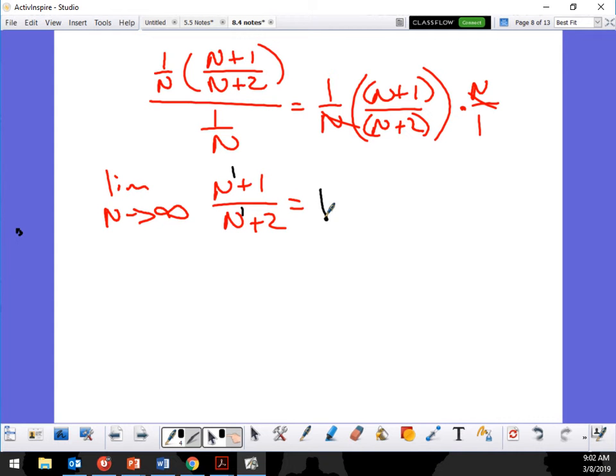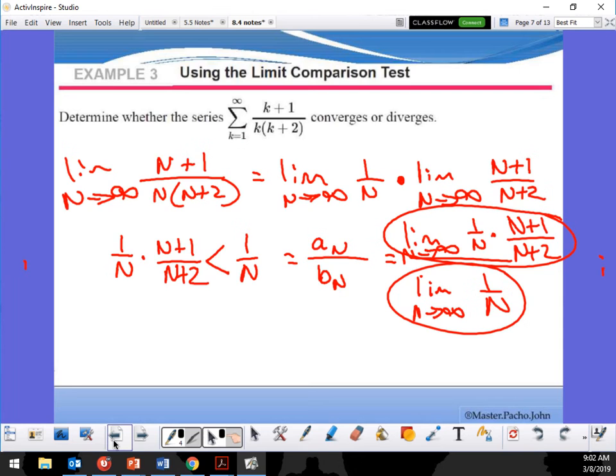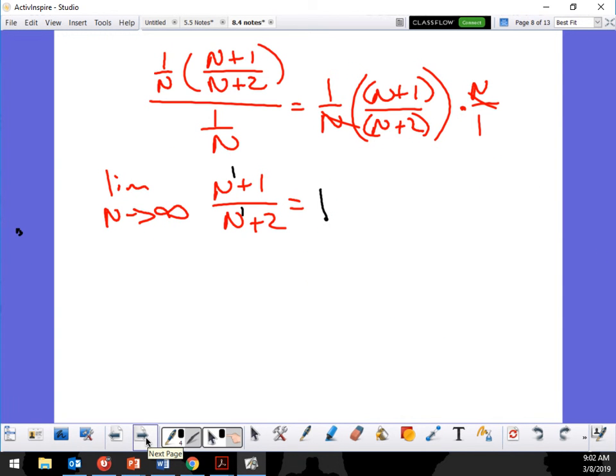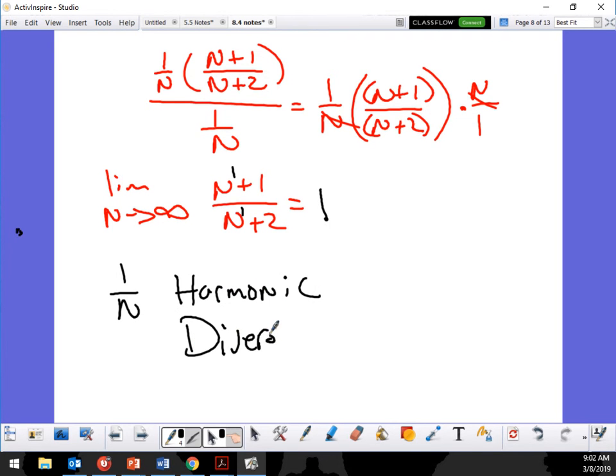So what did I compare this to? I compared it to 1 over n. What was 1 over n? I compared it to a harmonic divergent series, right?